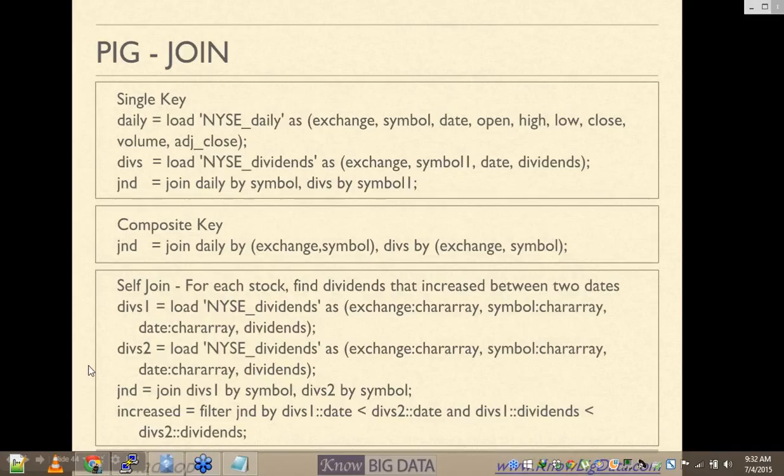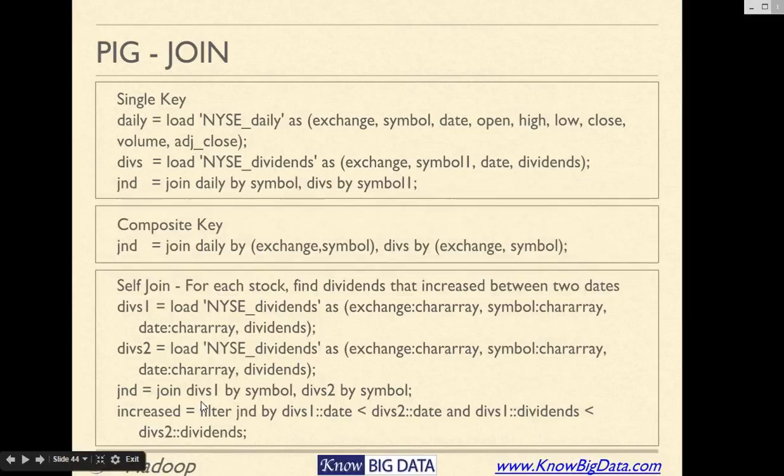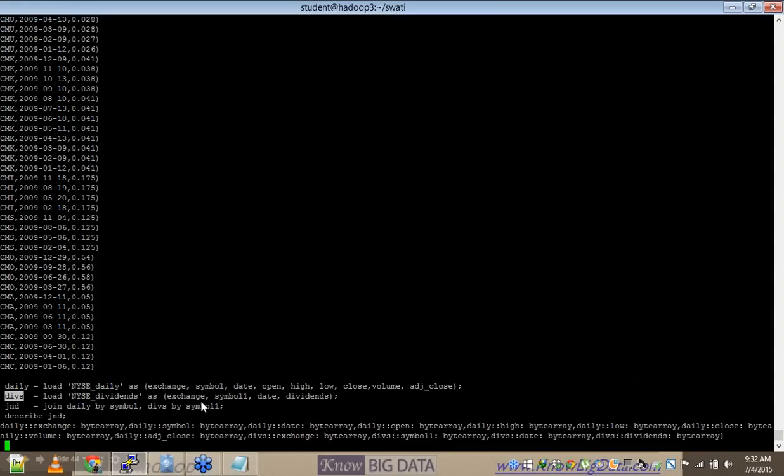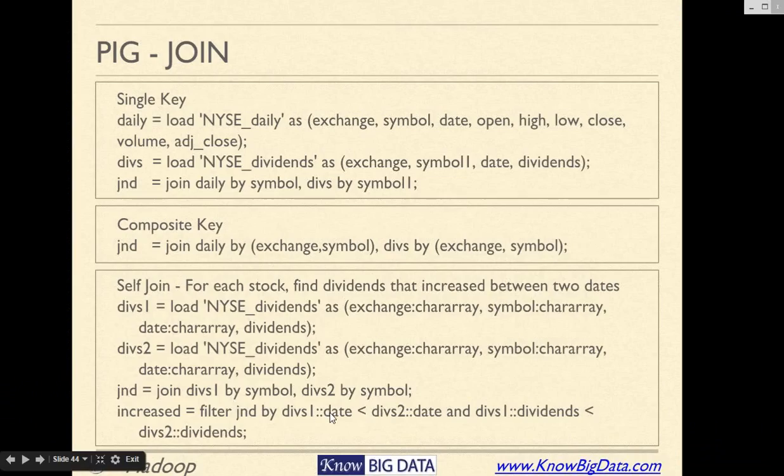Okay, so you say divs 1, then you again load the data, say divs 2, then you join divs 1 by symbol, divs 2 by symbol. Once you have this joined data, which will contain the values from all the columns in both the tables, essentially, you can say filter JND by divs colon date, right? So I just showed you how it looks, daily colon colon exchange. So here divs 1 is the table and colon colon date is the name of the column. So this is the way the columns are denoted after the tables are joined.